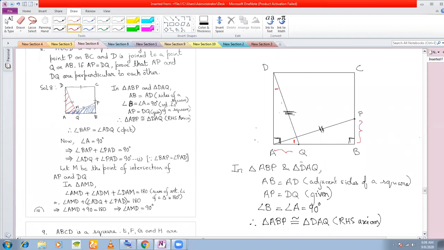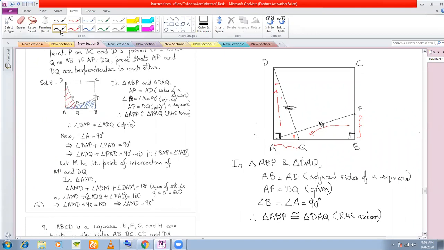In this triangle, opposite to this side is this angle, and in this triangle, opposite to this is this angle. So by CPCT, these two must be equal. Therefore, we write angle BAP is equal to angle ADQ. By CPCT, these two angles are equal.